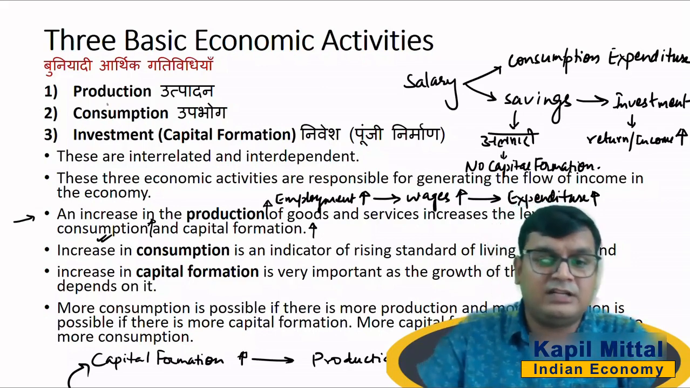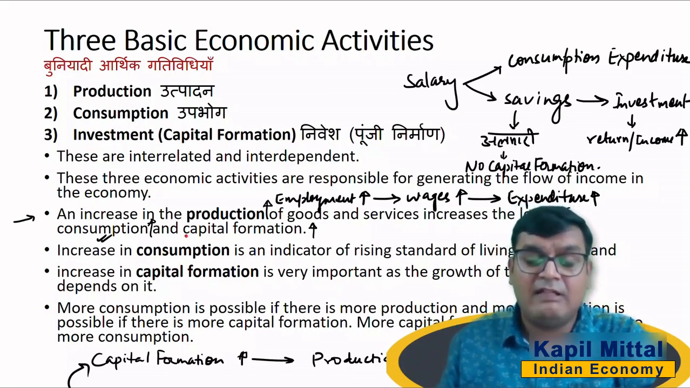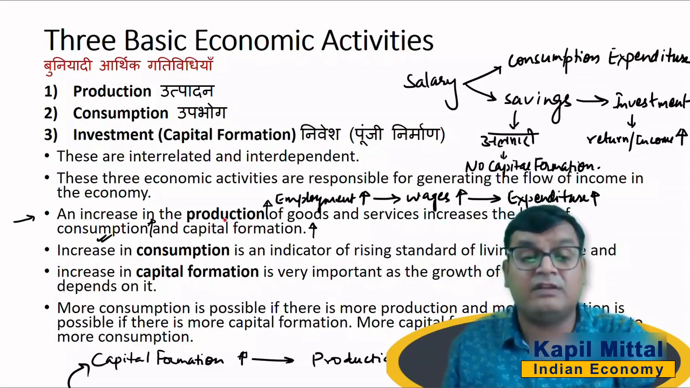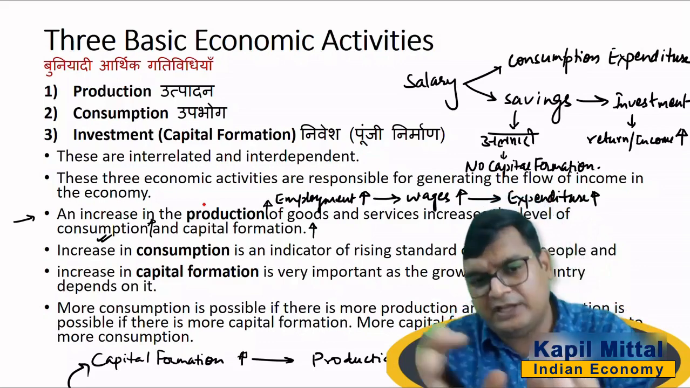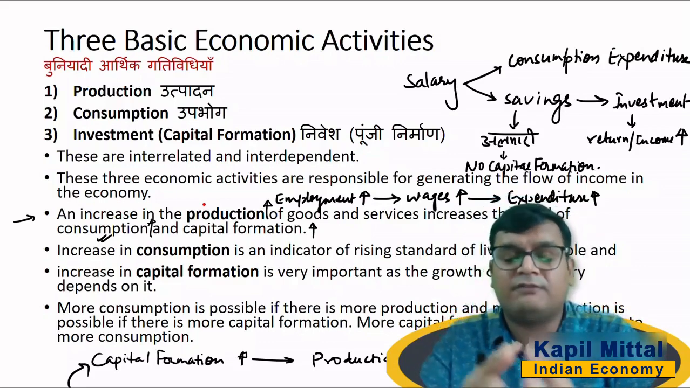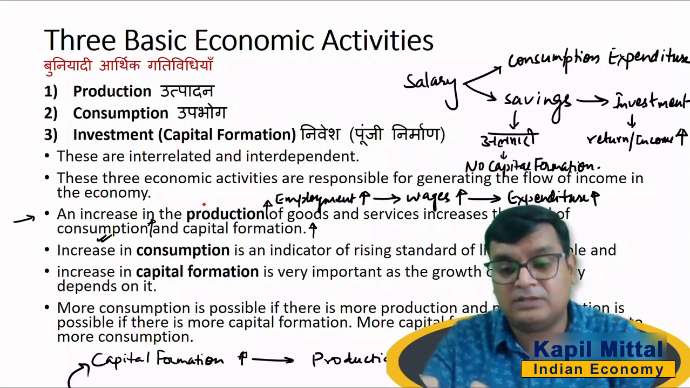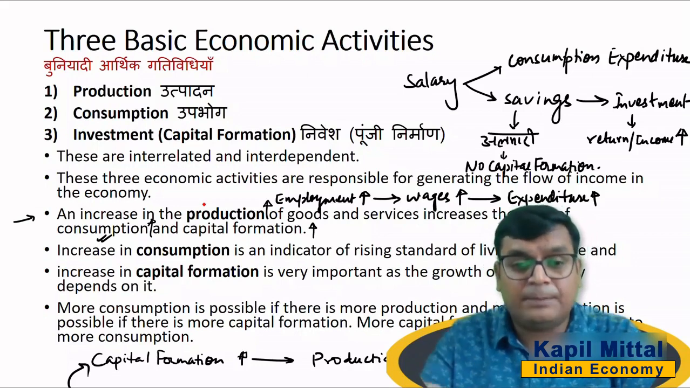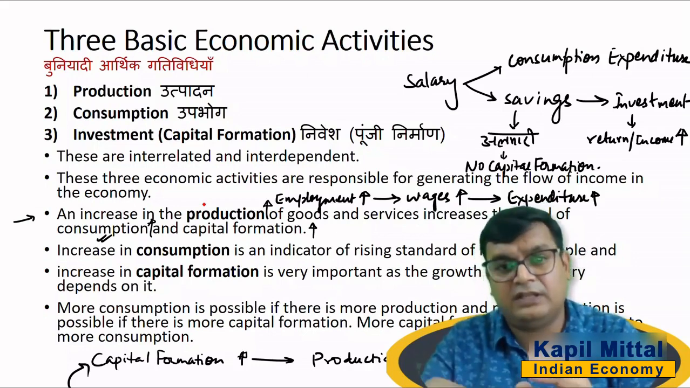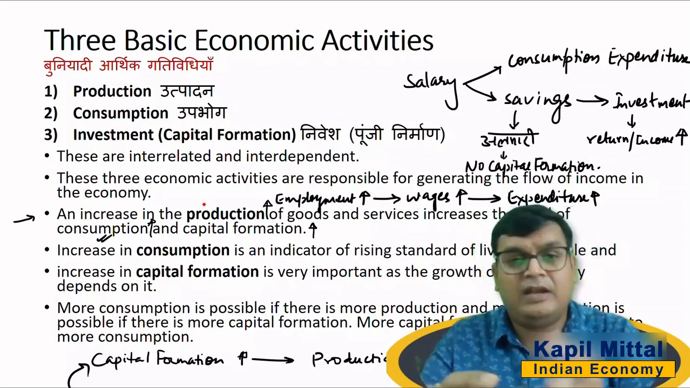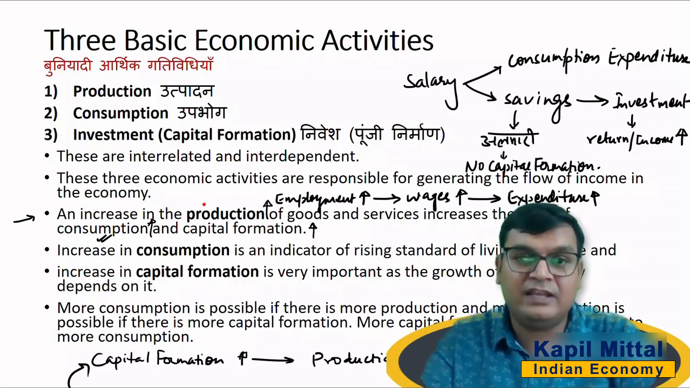Okay, so we have understood how production increases the level of consumption, and we will understand how this production will increase the capital formation. See, this production will create income for the owners of factors of production. Who are the owners of factors of production? The labor will get the wages, the person who has invested in the capital will get interest. The entrepreneur will get his cut in terms of profit, and the landowner who has given the land for making that factory will get his income in terms of rent.